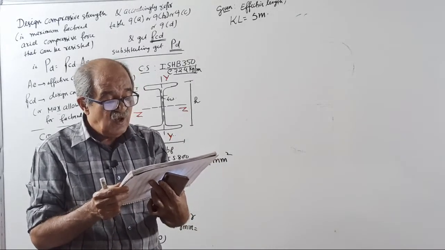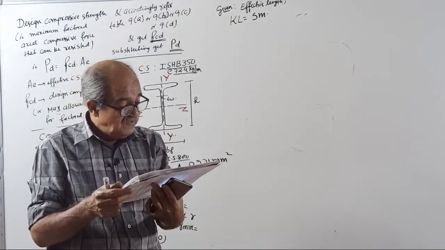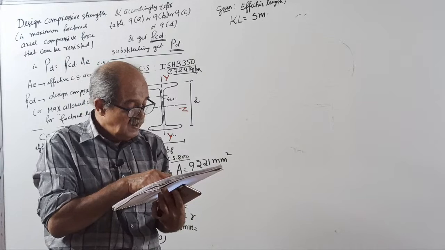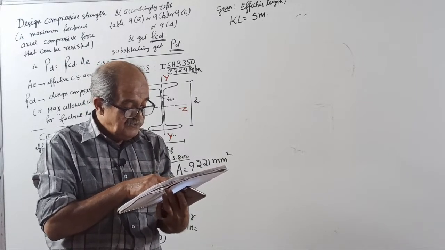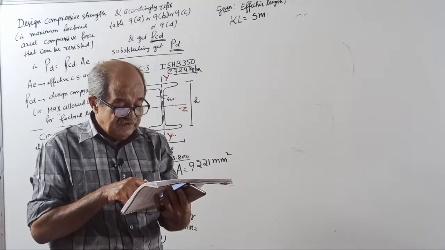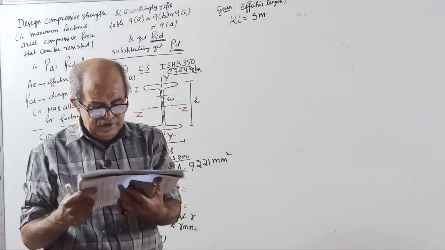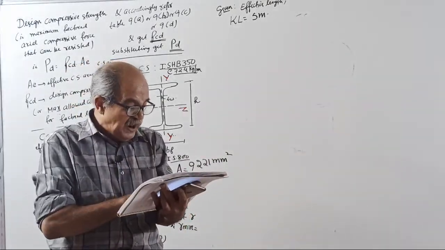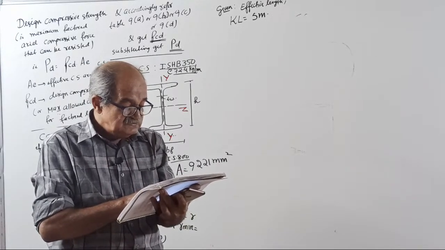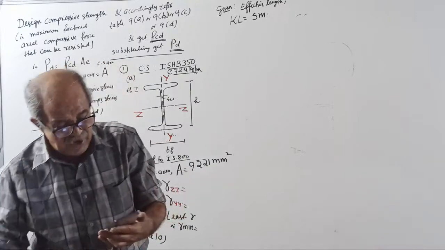Is it ISHB 350? You should give the answer first. If you don't give it, it is a waste. Is it 16.6 centimeter? See, you are not giving the answer. ISHB 350 at 72.4 kilogram per meter. RZZ is 146.5 millimeter.